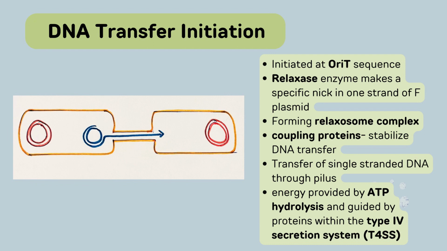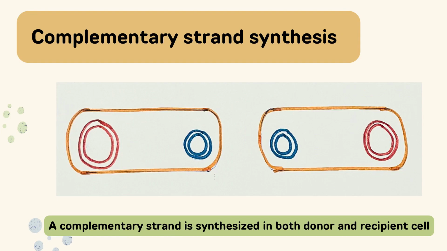The single-stranded DNA is then transferred through the pilus from the donor cell to the recipient cell. This transfer is powered by energy provided by ATP hydrolysis and guided by proteins within the type 4 secretion system. Now the donor cell and the recipient cell both contain single-stranded DNA of F plasmid. A complementary strand is then synthesized in both the donor and recipient cell.